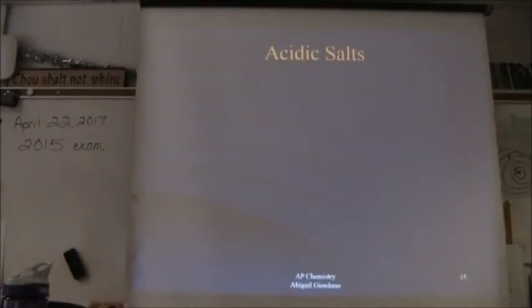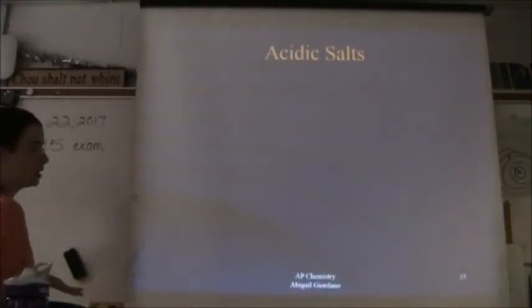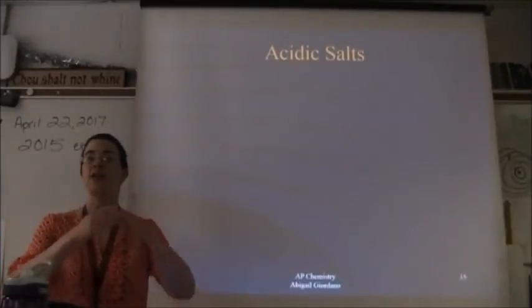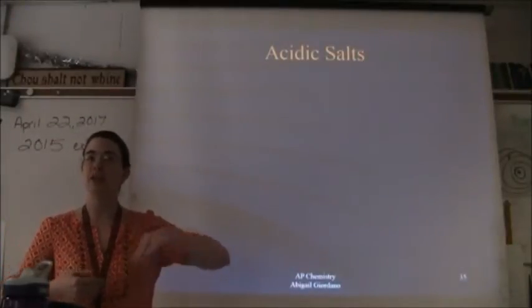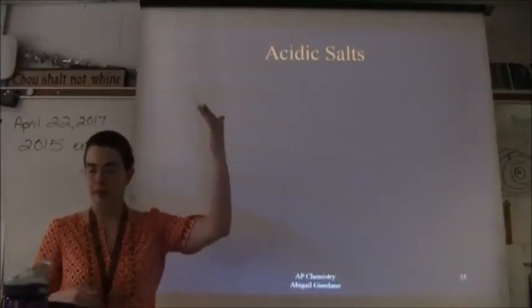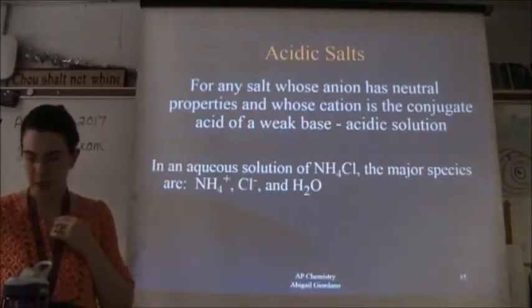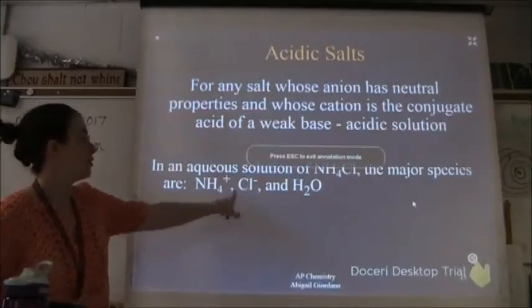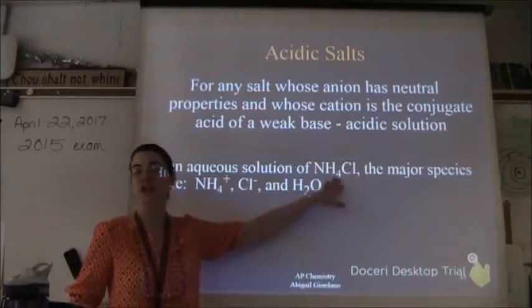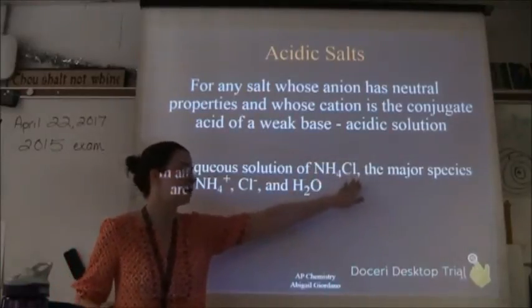And what I'm going to do is bring up an example, and we're going to go through, once again, to review with you, the thought process of how you decide if a salt is going to give you a pH below 7, at 7, above 7. So this is the example that we're going to start with today. Ammonium chloride.